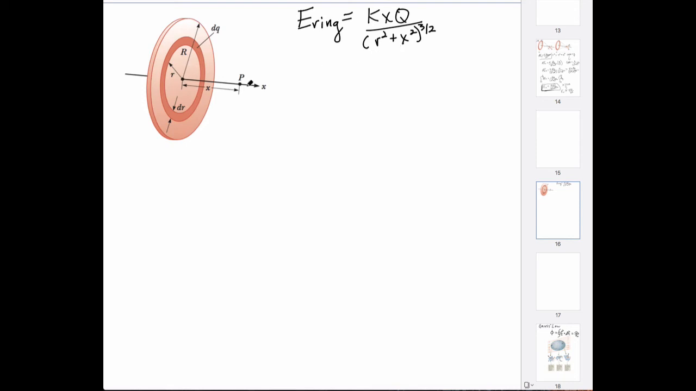X is how far we are from the center of the plate, which is where the location P is, which is on the x-axis. That axis is at a right angle, so it's orthogonal to the area of the plate. The plate is in the YZ plane. K is Coulomb's constant, X is how far away you are, Q is the total charge.